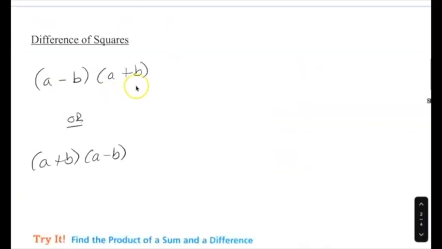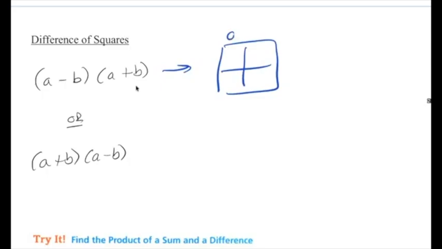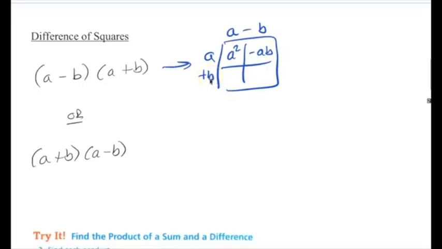What happens when I multiply these two? Well, let's just do it. I'm just going to multiply these two. It's a big old area model. We have a minus b, and we have a plus b. I'm going to get a squared. I'm going to get minus ab. Remember a times b, b times a, same thing. You should put it in alphabetical order. A goes first. The same thing here. A times b, ba. We'll put in alphabetical order, ab. And then I'm going to get minus b squared.